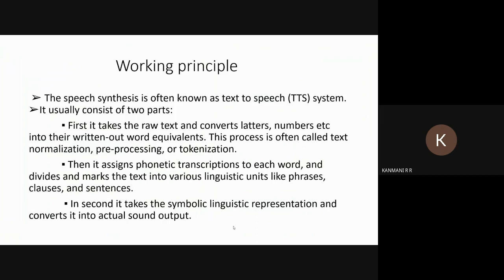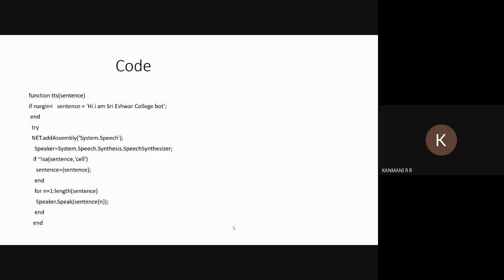Working principle. Speech synthesis is often known as the text to speech TTS system. It consists of two parts. First, it takes raw text and converts letters and numbers into their written one-word equivalents. This process is often called text normalization, tokenization, or pre-processing. Then it assigns phonetic transcription to each word and divides and marks the text into various linguistic units like phrases, clauses, and sentences. In the second part, it takes the symbolic linguistic representation and converts it into actual sound output.